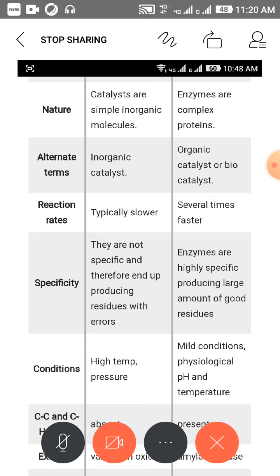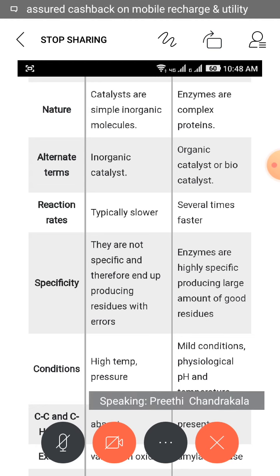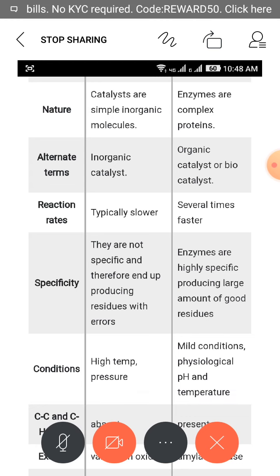Next one, chemical catalysts are not specific and therefore end up producing impure residues with errors. But enzymes are highly specific in nature, so they can react with only specific substrates and produce the relevant products. Next, chemical catalysis occurs at high temperatures and pressures, but enzymatic catalysis occurs in mild conditions, physiological pH and temperatures.